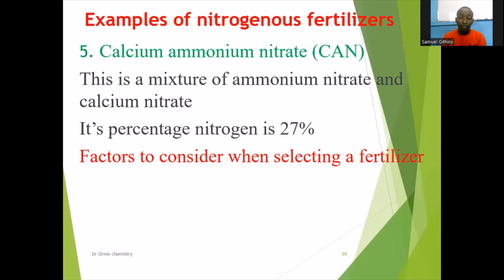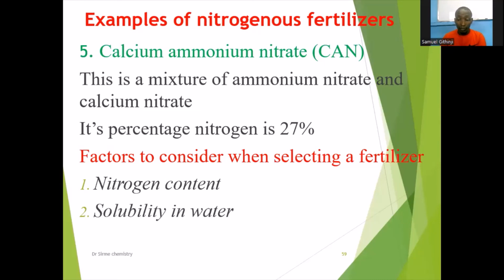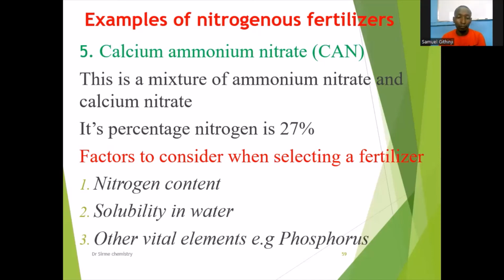Factors to consider when you're selecting a fertilizer for use, depending on the crop you're growing. Maybe you can talk of nitrogen content, like the nitrogenous fertilizers: how much of the nitrogen is present in that fertilizer, or the solubility. That's why you select, is it a top dressing, is it a direct planting fertilizer, etc. Maybe you can also think about other elements present in the fertilizer, for example, the phosphorus. That's why ammonium phosphate can be more advantageous. It has nitrogen, it has phosphorus.